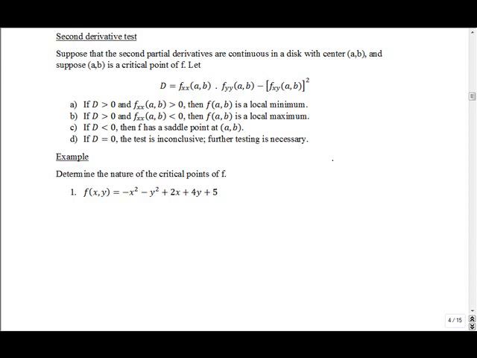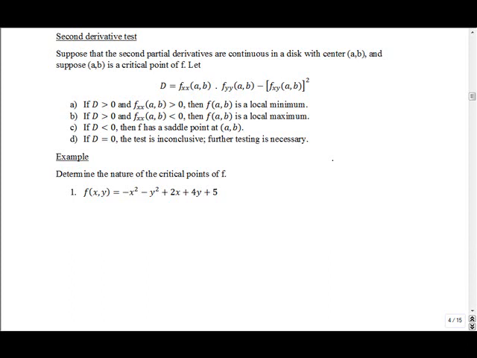Define D to be the product of fxx and fyy minus fxy all squared. So here are the conditions. If D is positive and fxx is positive, then f of AB is a local minimum value. If D is positive and fxx is negative, then it is a local maximum value. If D is negative, then f has a saddle point. And if D is equal to 0, the test is inconclusive. That is where you go back to what we previously did.